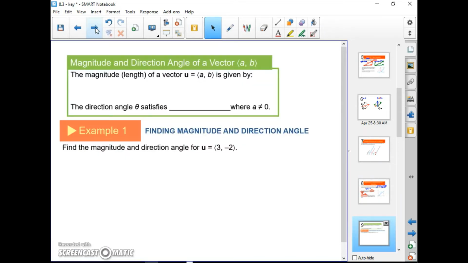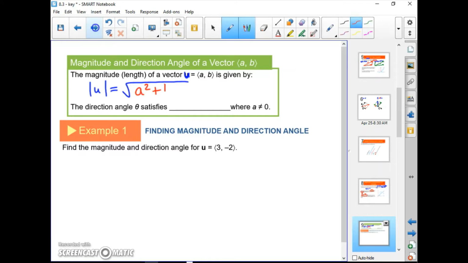Magnitude and direction angle of a vector. We're talking about a vector u, and if we want to calculate the magnitude, or the size, it's going to be given by this formula. Magnitude of u equals square root of a squared plus b squared. Now that's supposed to look like the Pythagorean theorem, and that's what we're doing. We're basically finding the length of the hypotenuse.